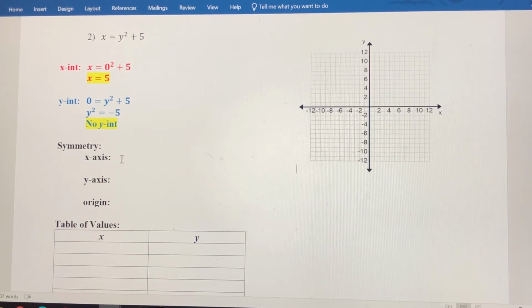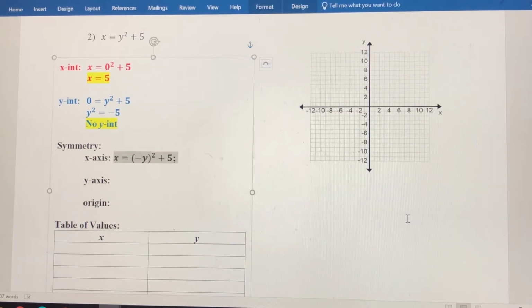All right, let's check the symmetry. We're going to start with x-axis symmetry. Remember, when you're checking x-axis symmetry, you replace y with negative y. We're going to clean that up a little bit. When we square that negative y, we get y squared again plus 5. Now notice that matches. With symmetry, I want to see that those equations are the same. That matches, so this equation is going to have x-axis symmetry. That's very important. It's going to make graphing a lot easier.